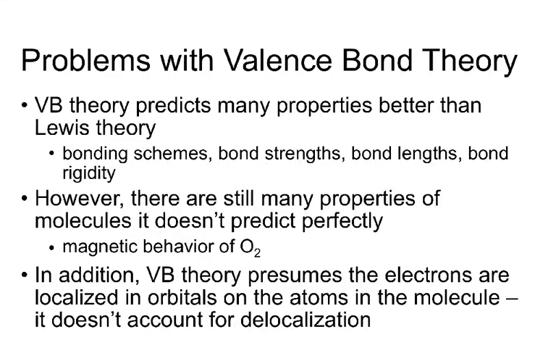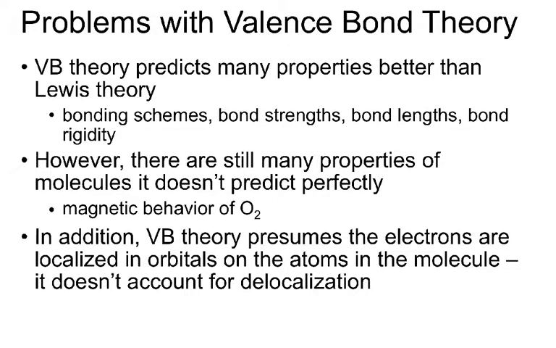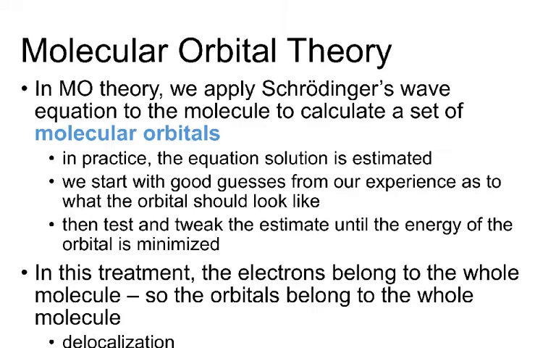All right, moving on to our last bonding theory. Valence bond does better than Lewis at predicting some things like bonding schemes, bond strength, bond length, bond rigidity, that sort of thing. But it doesn't predict other things well, like the magnetic behavior of oxygen. And it's assuming that electrons are localized in orbitals on the atoms. It doesn't account for delocalization, which are electrons that are spread throughout the molecule.